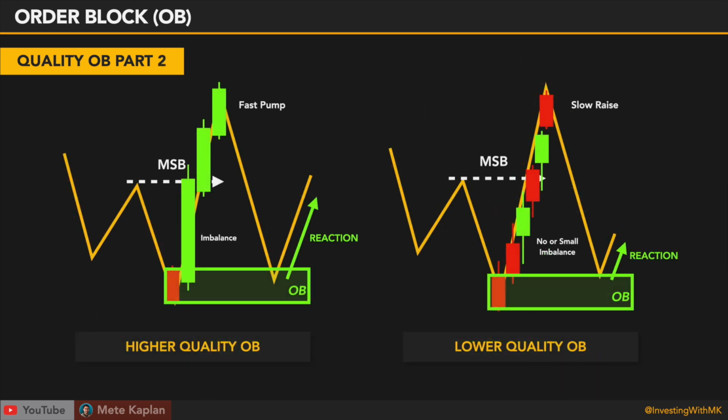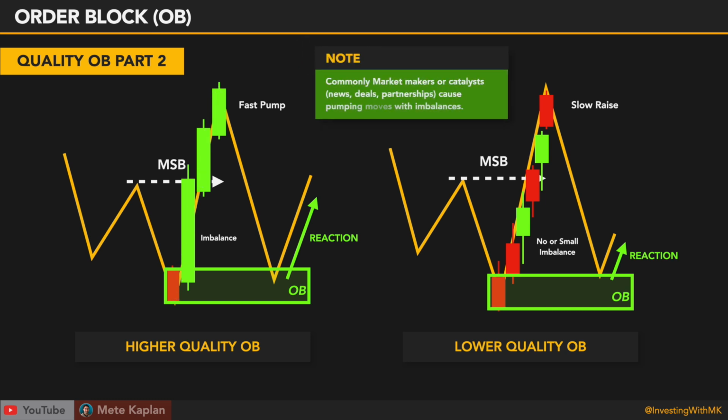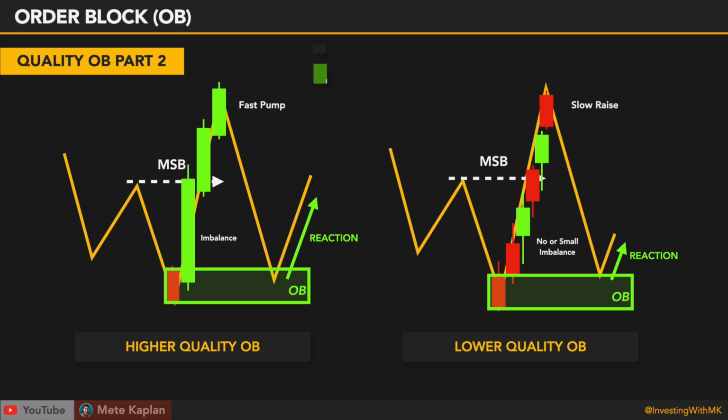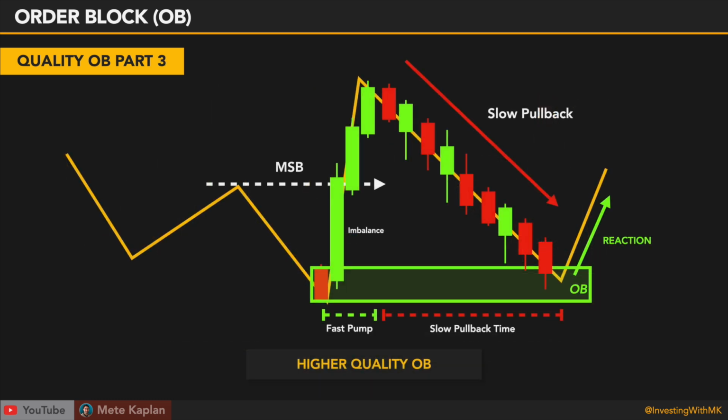Quality order blocks part 2. I always look for big pumping moves with imbalances rather than slow expansions. This increases the quality of the order block. But why? Again, think about it. Can small traders and retail traders move the price like this? Usually, they cannot. So there should be a reason behind it, such as market maker involvement, or there's a catalyst like big deals, contracts, or partnerships.